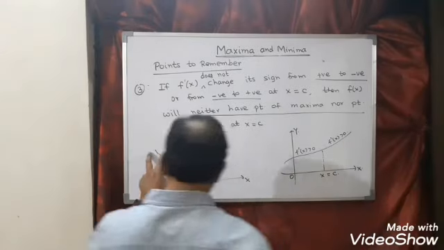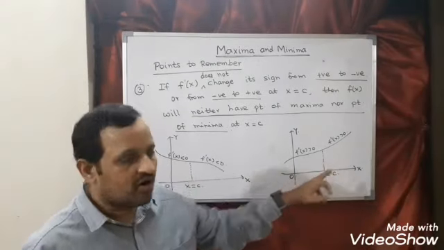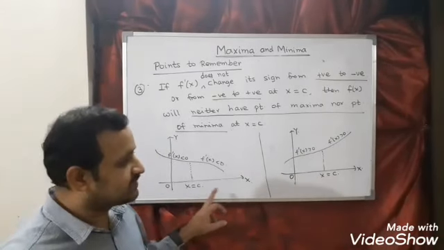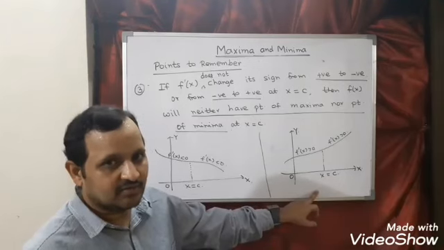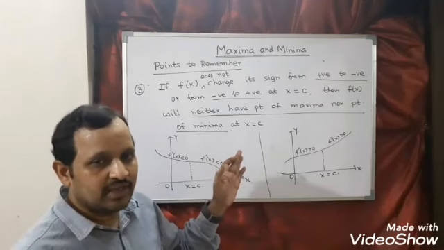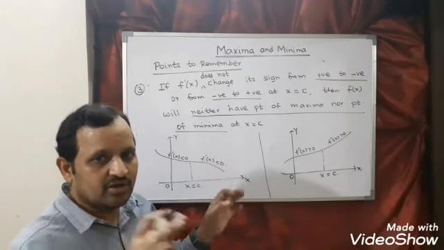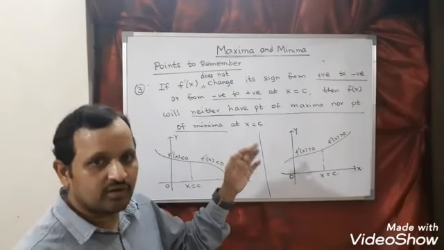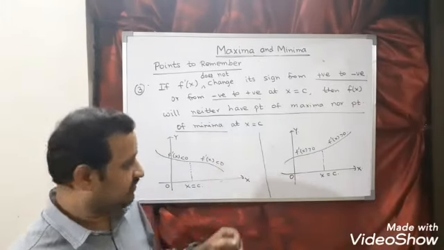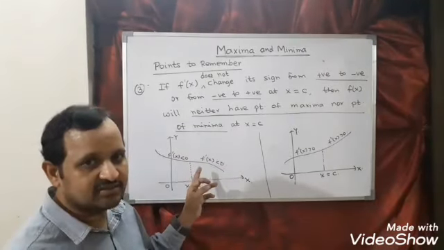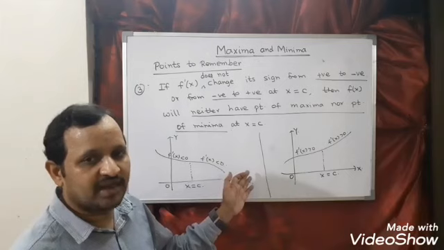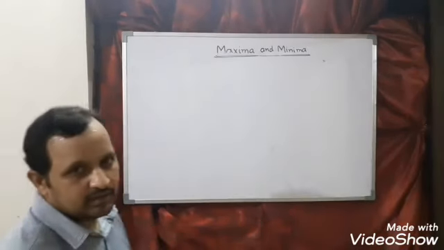So I told you, if the function is either strictly increasing or strictly decreasing, then those functions will have neither point of maxima nor point of minima. Yes or no? To get a local maximum value, f dash x should change its sign from positive to negative, and to get a local minimum value, f dash x should change its sign from negative to positive. If f dash x is not showing any change, then that point is said to be neither point of maxima nor point of minima. I think it is clear.